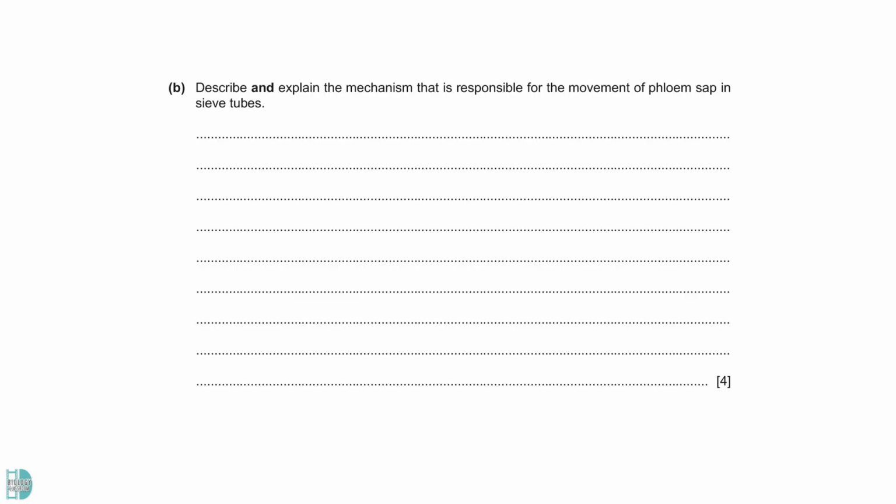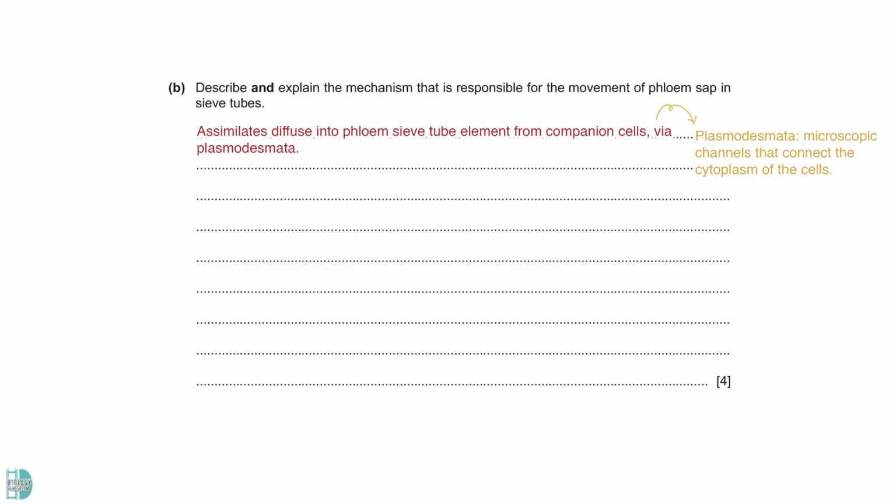B. Describe and explain the mechanism that is responsible for the movement of phloem sap in sieve tube. Assimilates such as sucrose are loaded into the sieve tube elements from the companion cell before they are transported inside. They diffuse into phloem sieve tubes from companion cells via plasmodesmata. Plasmodesmata are microscopic channels that connect the cytoplasm of the cells.